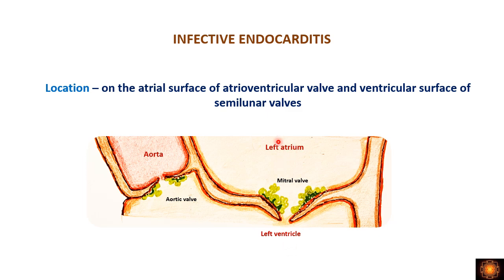So when you have turbulence during the flow, the endothelium facing the atrial surface undergoes damage. That's why here we have the formation of thrombus and vegetations. Similarly, in the aortic valve, what happens? The blood flows from the left ventricle to the aorta. So we see turbulence on the side of the left ventricle. There only we have damage of the endothelium. So vegetations occur on the ventricular surface of the aortic valve.